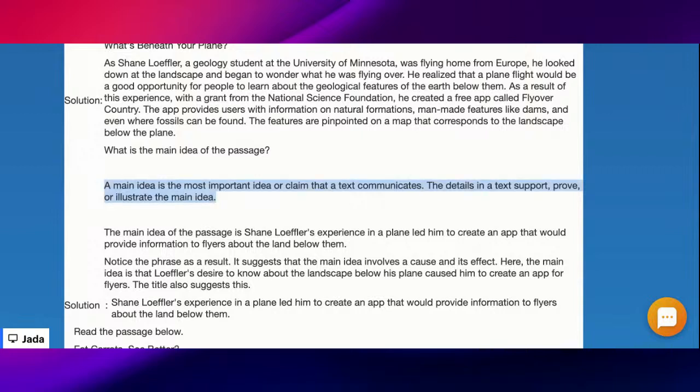Okay, so like I said, the main idea is the most important idea or claim that a text communicates. We need to note the main idea. If we do not have the main idea in the text, then that isn't okay, because something is missing. So you need to understand the main idea. The details in a text support, prove, or illustrate the main idea. So all the details that you can get in the text support or prove or illustrate the main idea. So it helps you figure out which one is the main idea.